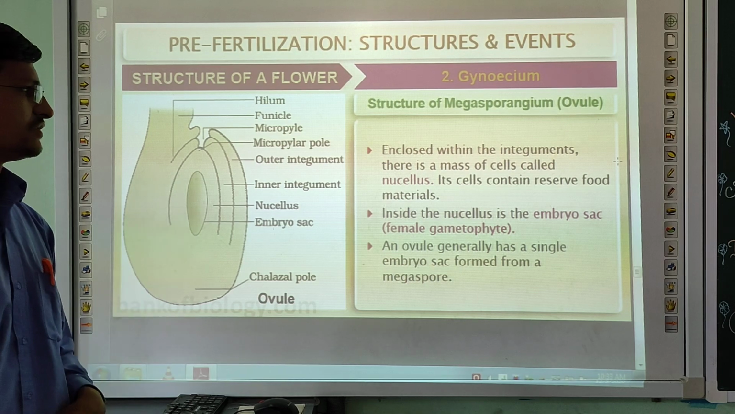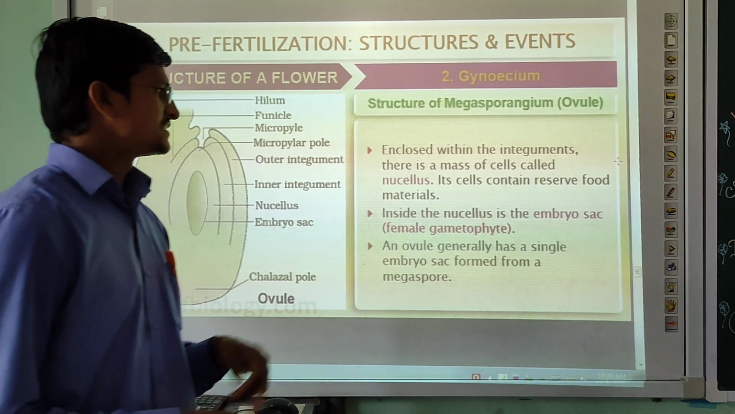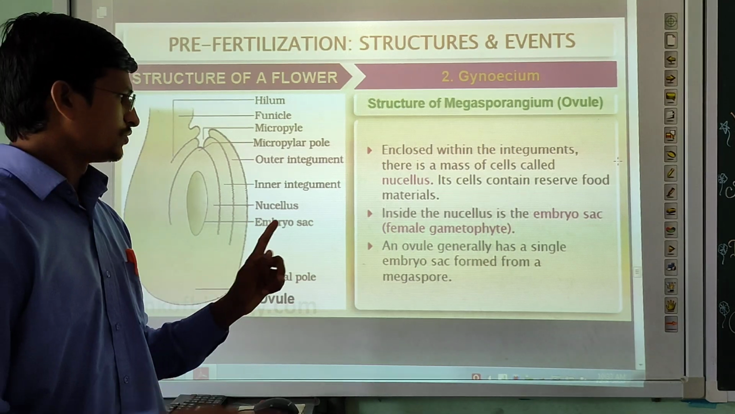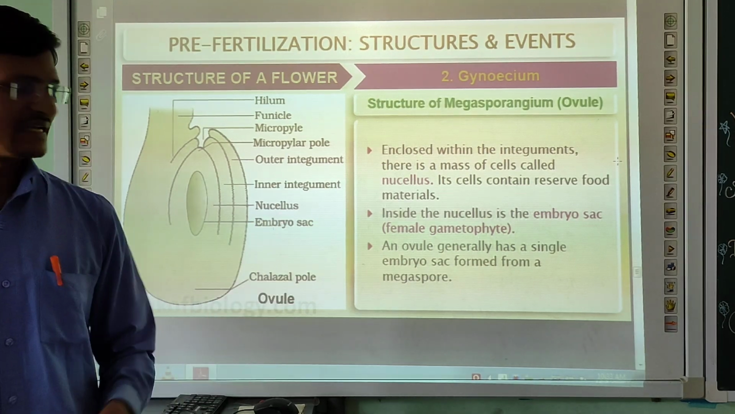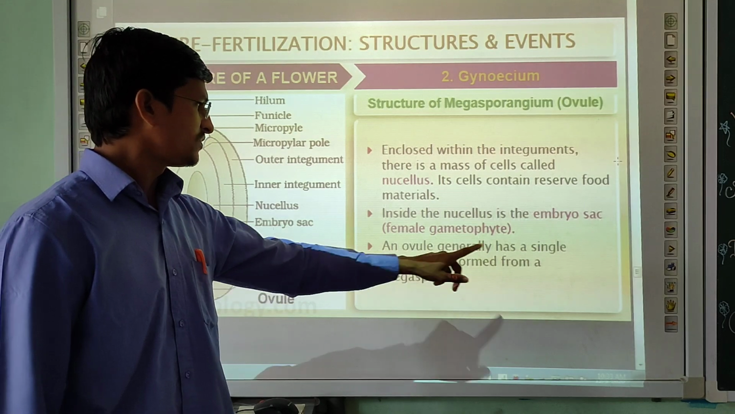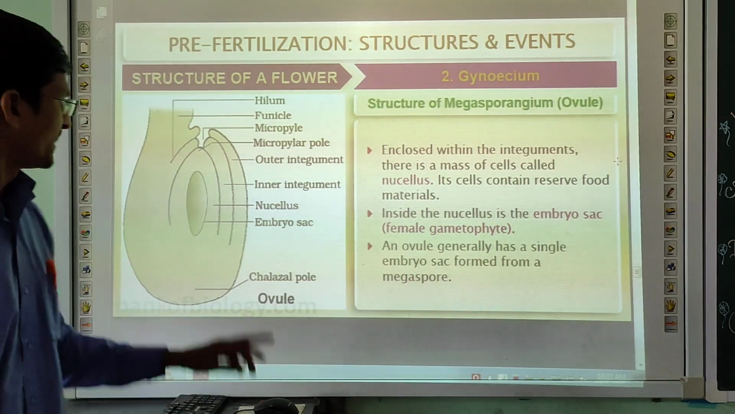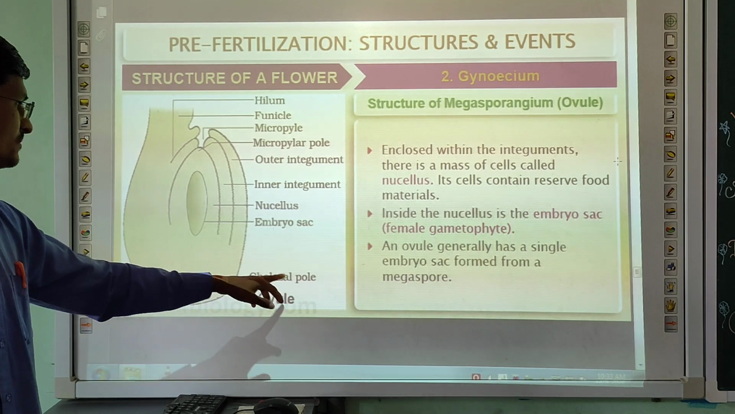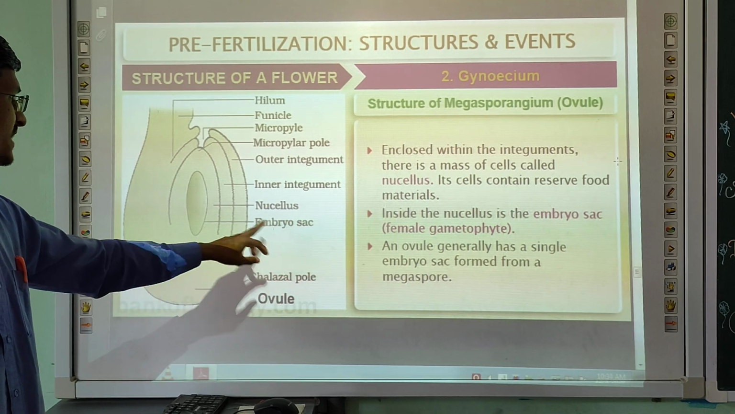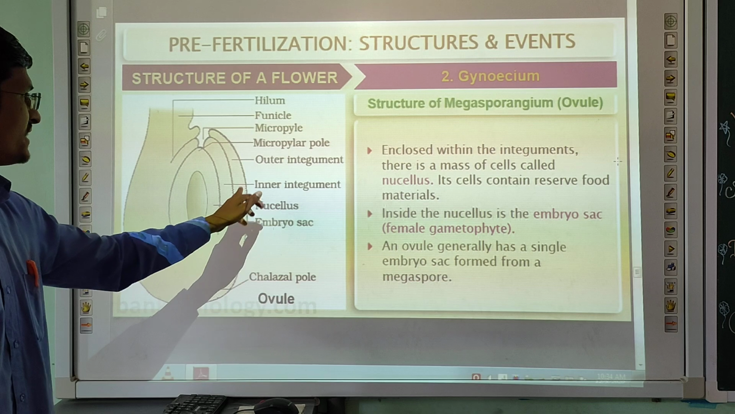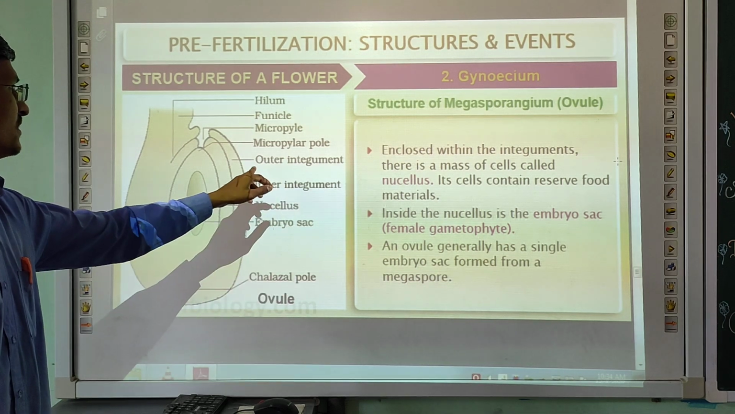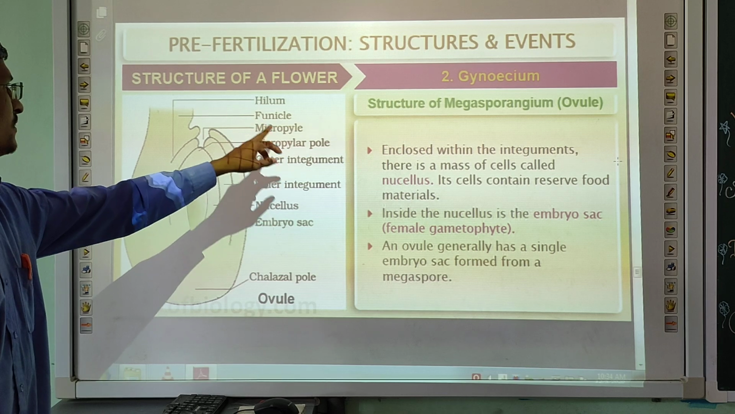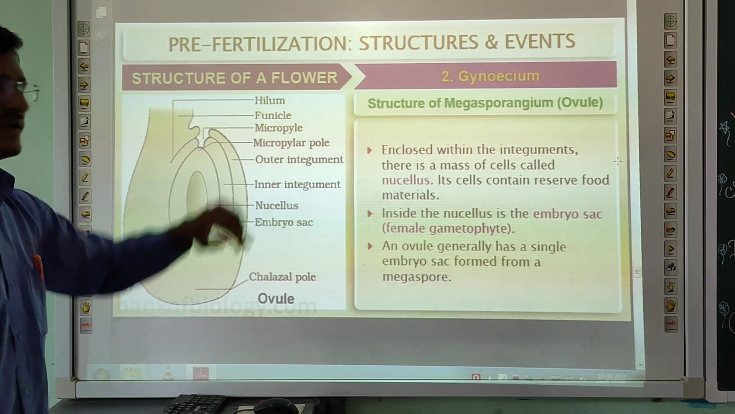And inside the nucellus is the embryo sac, that is the female gametophyte. The ovule generally has a single embryo sac formed from the megaspore. So that is the whole process. Chalazal pore, embryo sac, nucleus inside, integument, outer integument, micropyle pore, micropyle, funicle, and hilum.